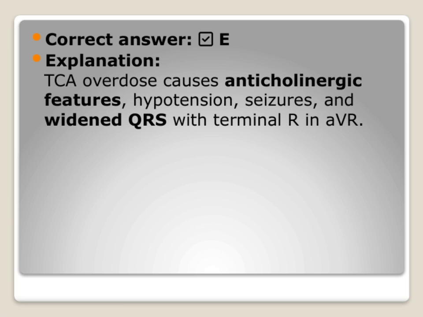Another important aspect is the ECG changes. Specifically, we see a widened QRS complex, which indicates conduction delay in the heart. And notably, a terminal R wave in aVR is characteristic, often signaling a significant overdose and potential for arrhythmias. All these features together help us recognize TCA overdose quickly and understand its serious effects on both the nervous system and the cardiovascular system. Recognizing these signs is crucial in guiding effective treatment.